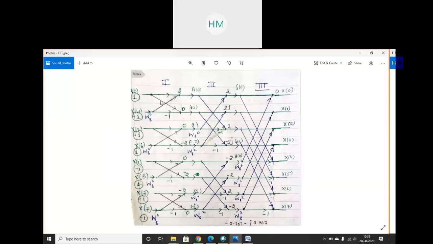Clear? Then A of 1 is x0, getting my point, x0 plus x4 will not come here, a minus sign will come here because this is the whole signal coming to this point A1. x0 minus x4 into W08. Clear? Is my A1. Similarly, B1 will be x2 plus W80 x6. I will get the next equation. So in this way, you have to write all the equations.